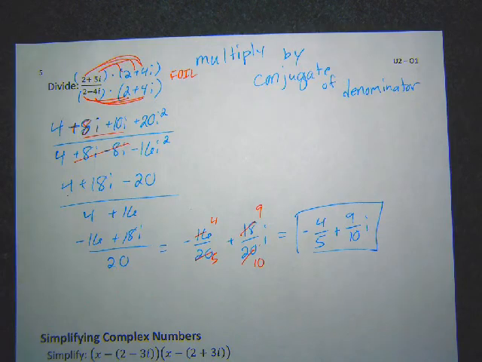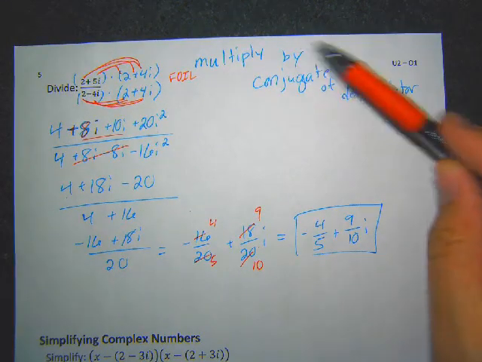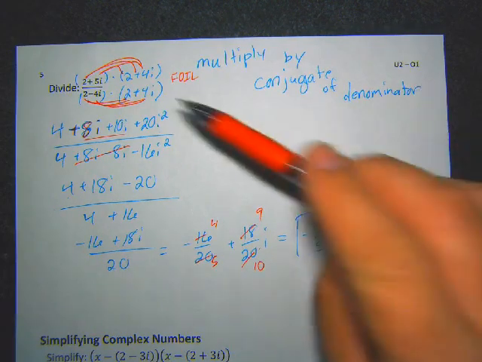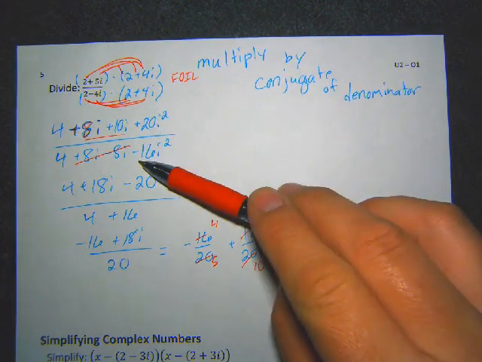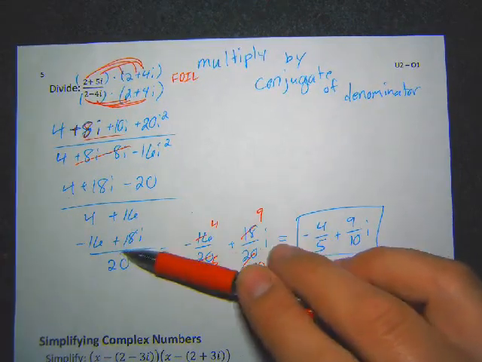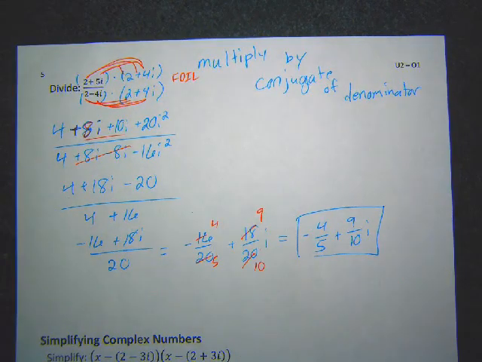Okay, that's it for division. So division, again, you multiply by the conjugate of the denominator. That's what we're doing with these. So multiply by the conjugate, end up doing a bunch of foiling, and then you simplify a bunch, and then again you take both parts divided by the bottom number to get your final answer. Okay, last thing I want to show you.